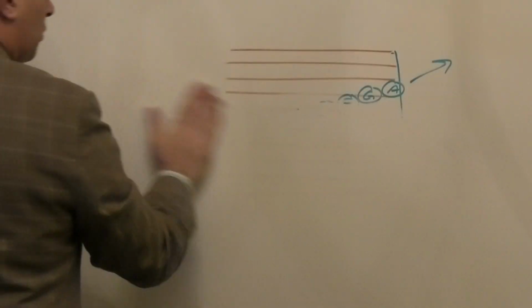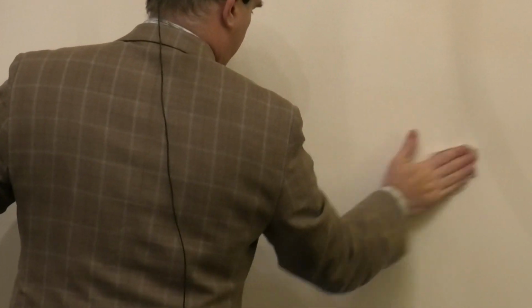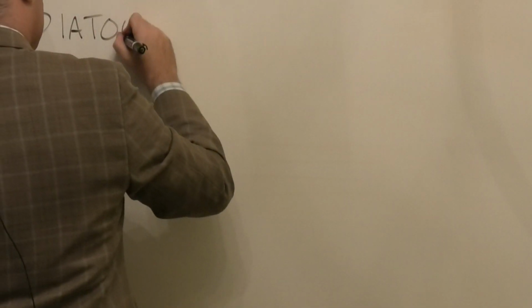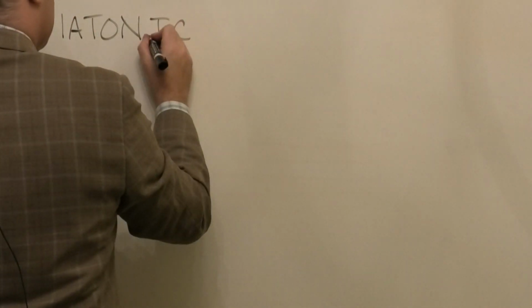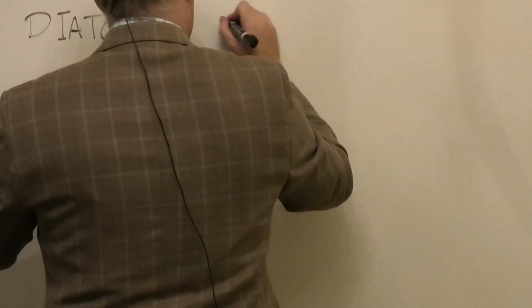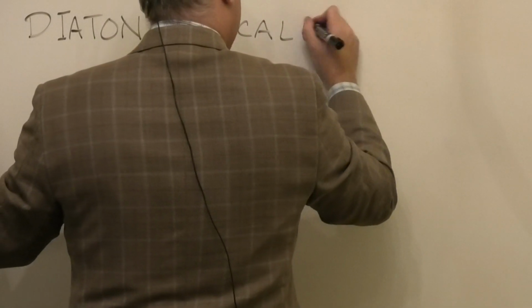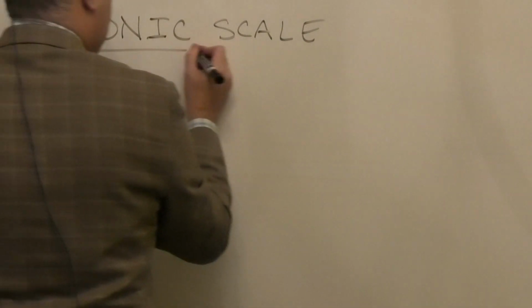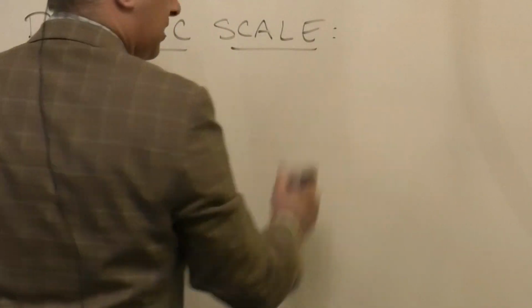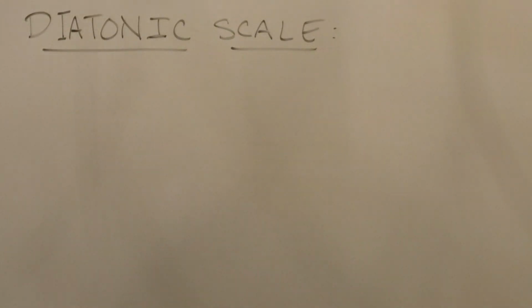In music, we have scales, which are made up of notes. So let's define a scale. There's a specific type of scale called a diatonic scale. Don't worry about what diatonic means. Actually, I'm about to tell you. A scale is a bunch of notes in succession, one after the other, etc., etc., etc.